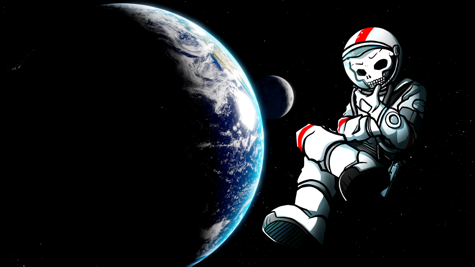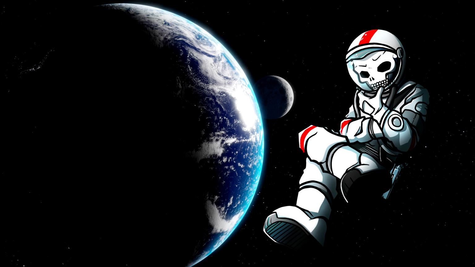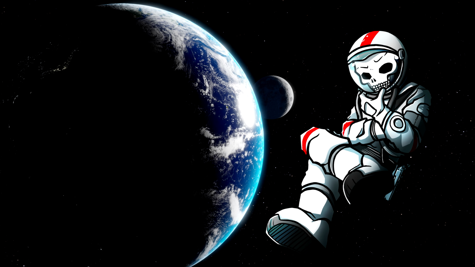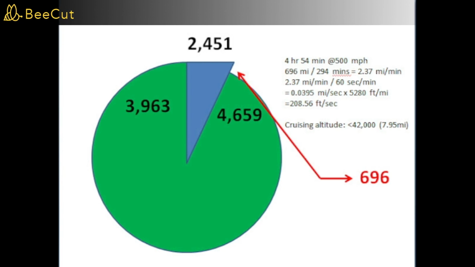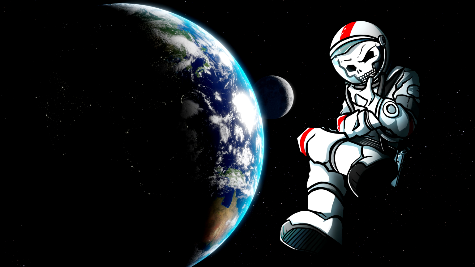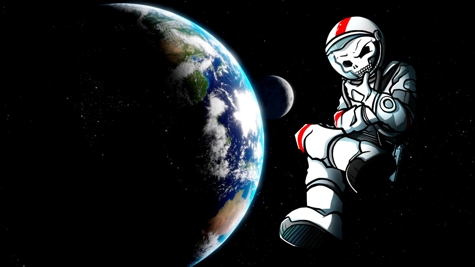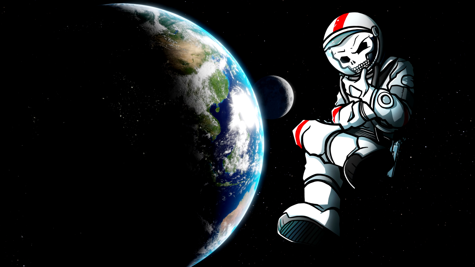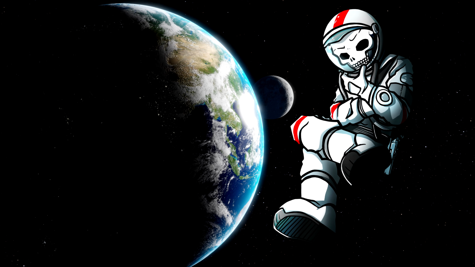You're not descending. You're not getting any closer to the Earth's surface. You're just following it. At a cruising altitude less than 8 miles, you'd have to descend almost 700 miles when you're only flying 7 or 8 miles. Okay. Again, you're just following the curve of the Earth. And you don't even have to do anything to do it.